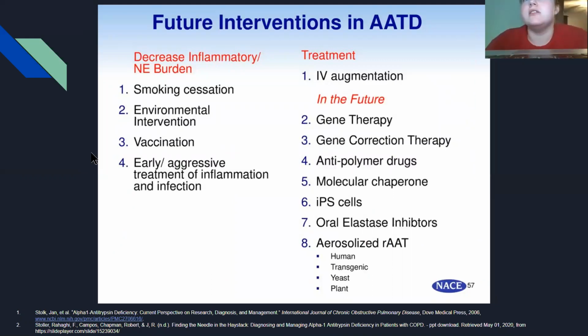Okay, so there are a lot of future interventions for AATD. The big ones are gene therapy, which Sam will talk a little bit more about in a second. And then there are also the inhaled elastase inhibitors, or inhaled AAT, which basically acts as AAT and stops the breaking down of elastase in the lungs, giving the lungs better function. There's also the molecular chaperone, which reguides the misfolded proteins and can alleviate symptoms in the liver. Next.